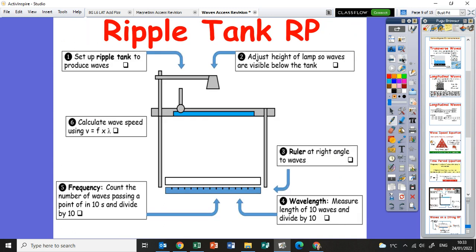There are a number of required practicals in this topic, one being the ripple tank. So what you have to do for the ripple tank is set the ripple tank to produce waves, adjust the height of the lamp so the waves are visible below the tank, use a ruler to measure at right angles to the waves, measure 10 waves using a ruler, divide by 10 to get the wavelength, count how many waves pass in 10 seconds, divide by 10 to get the number of waves in 1 second, which is the frequency, and then you can do frequency times wavelength to give you wave speed.